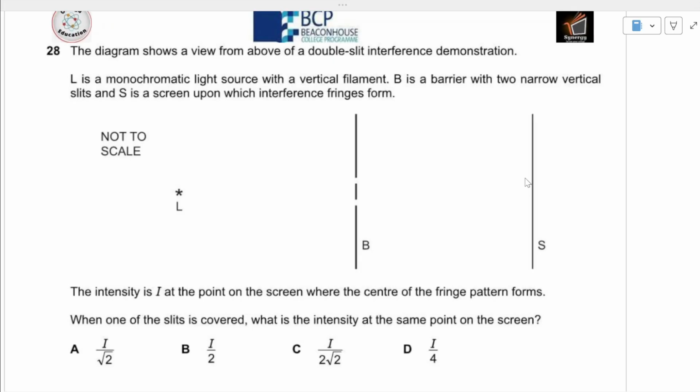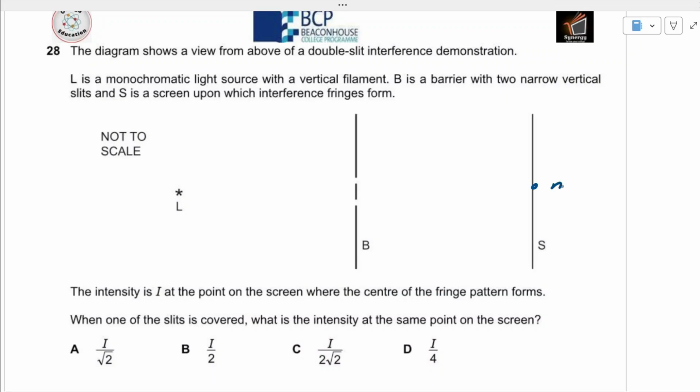This is a tricky question because in this one you are not provided with any information directly. No value is given in the entire question, so that's why the question looks tricky. So the thing is, initially L is a monochromatic light source with vertical, B is a barrier between waves. Okay, the intensity I at the point on the screen where the center of the bright fringe pattern forms.